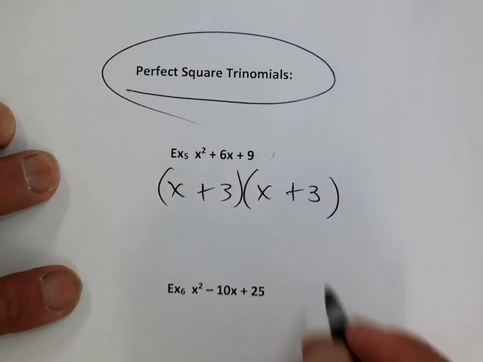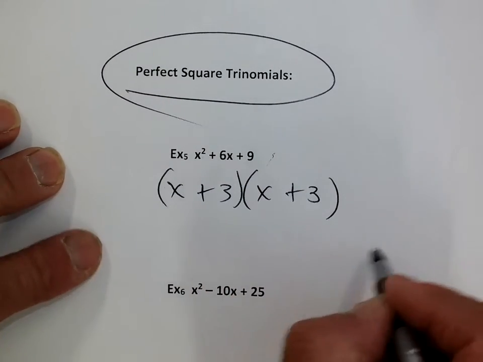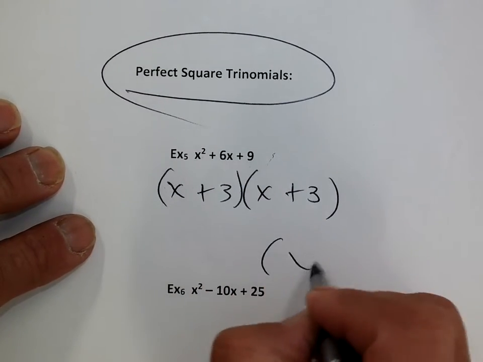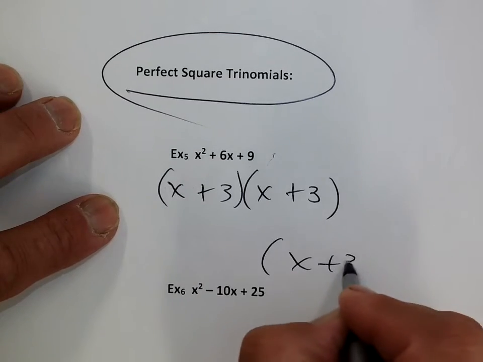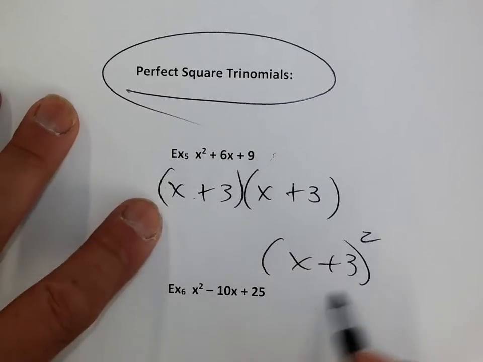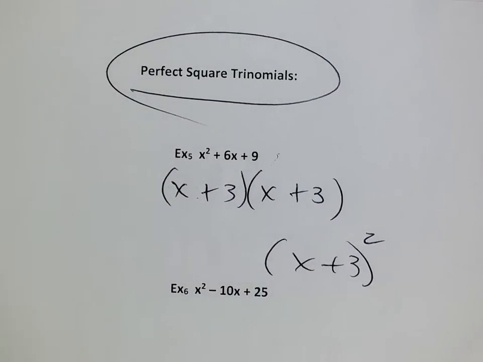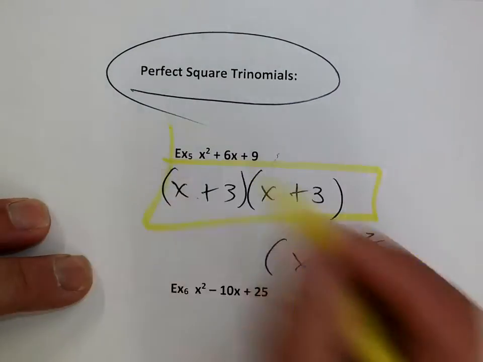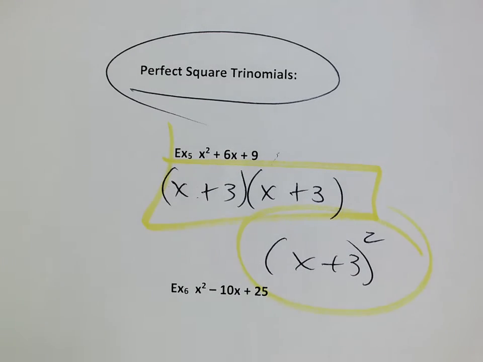Now, why is it called a perfect square? Perfect square, because you can rewrite this if you want to. You don't have to. But another version is x plus 3 squared, because there's two of them. It's multiplied by itself. So you could write it as x plus 3 times x plus 3, that's fine. Or you could write it as x plus 3 squared. Both answers will work. So let's look at number 6.